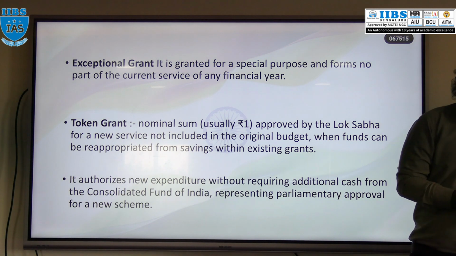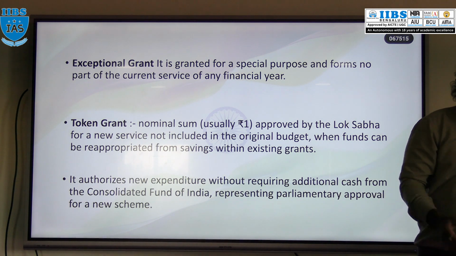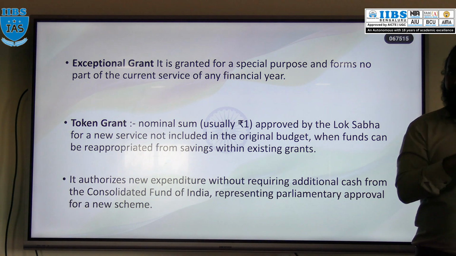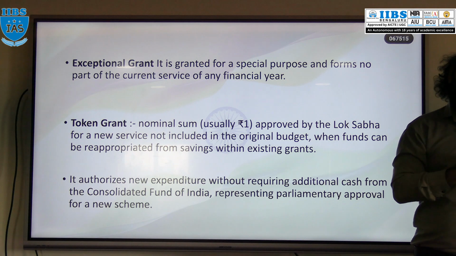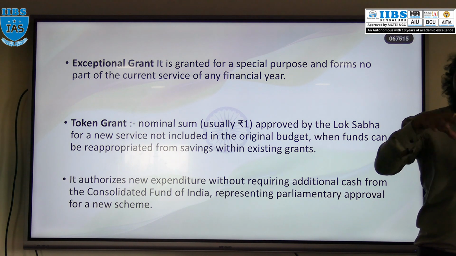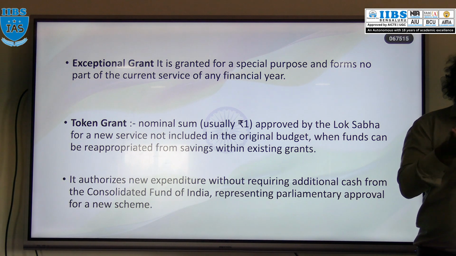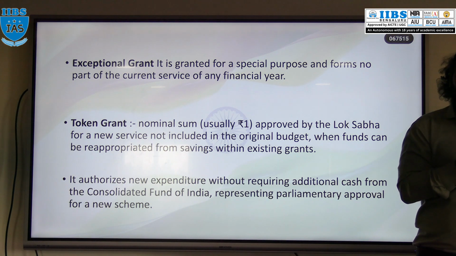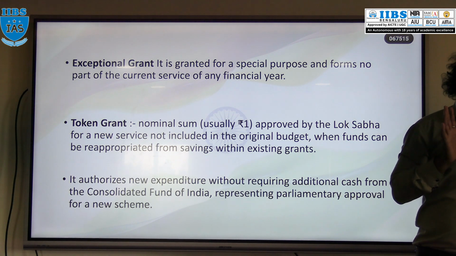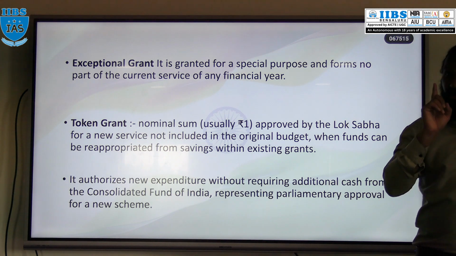Now take an example. The sports minister, for the development of a cricket stadium, asked for 2,000 crore rupees in a financial year. But under that 2,000 crore rupees, he made an expenditure of only 1,000 crore rupees. Only 1,000 crore. So 1,000 is excess, right?